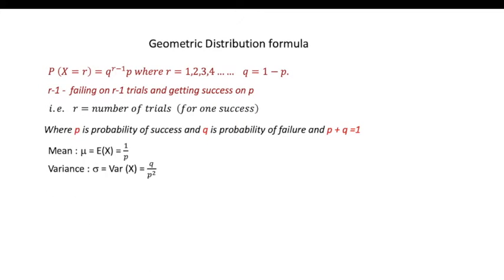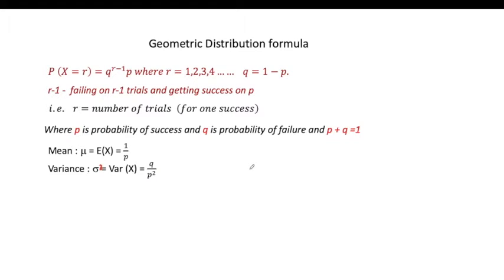Okay, and then you have the mean, mu, which is the expected value, 1 over p, and variance equals q over p square. So it should be sigma square, not sigma, guys. I'll fix that. It's sigma square, because we're talking about variance. So that's what your formula is.